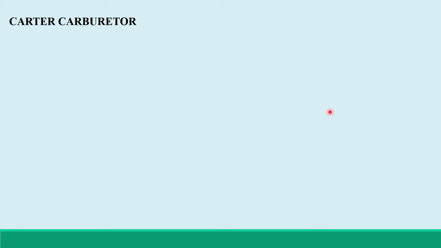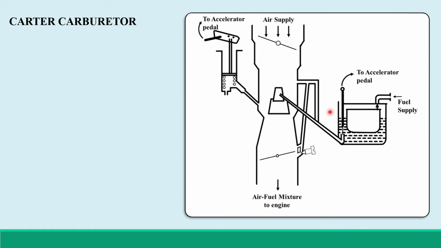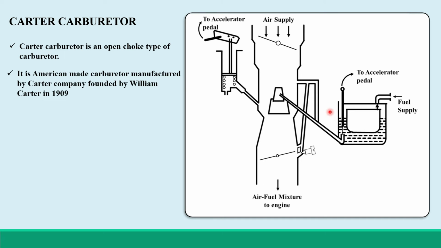Today we will study the Carter carburetor. This is the schematic diagram. Carter carburetor is an open choke type of carburetor. It is an American made carburetor manufactured by Carter Company founded by William Carter in 1909. It was basically designed to be used in Jeep.